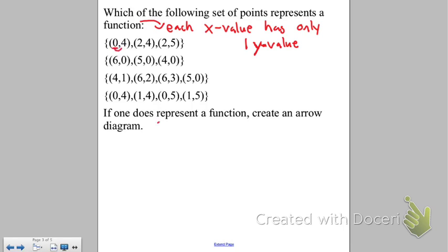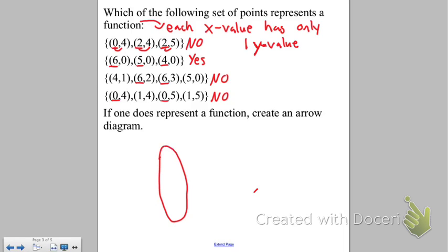Here the 0 goes to 4, but here the 2 goes to 4 and 5. So that is not a function. Here I have 6 going to 0, 5 to 0, 4 to 0. All those x values are different, so that is a function. For here I have 6 and 6, so that is not a function. Here the 0 goes to 4 and the 0 goes to 5, so that is also not a function. So the only one that's a function is the second one.